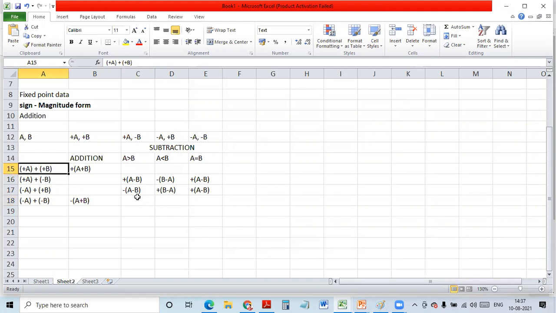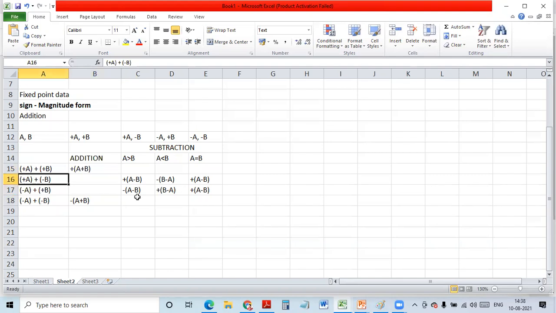In the first case, both are positive. So the operation is addition and its sign is positive. In the fourth case, both are negatives. The operation is addition and the sign is negative. It means if I have two numbers whose sign is the same and you want to perform addition, the magnitudes are added and the result sign is equal to the sign of the inputs, right?